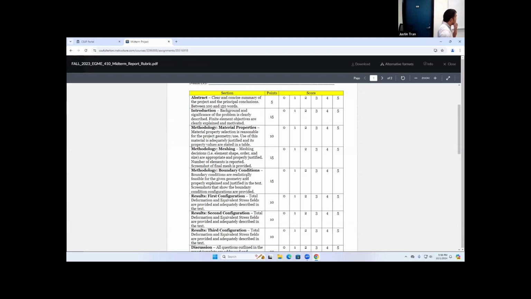And I'm also looking to see, did you provide screenshots that show me pictures of where the loads are applied, in what direction they're applied, where you apply the fixed constraint. Okay, so I'm looking for all that in your report.